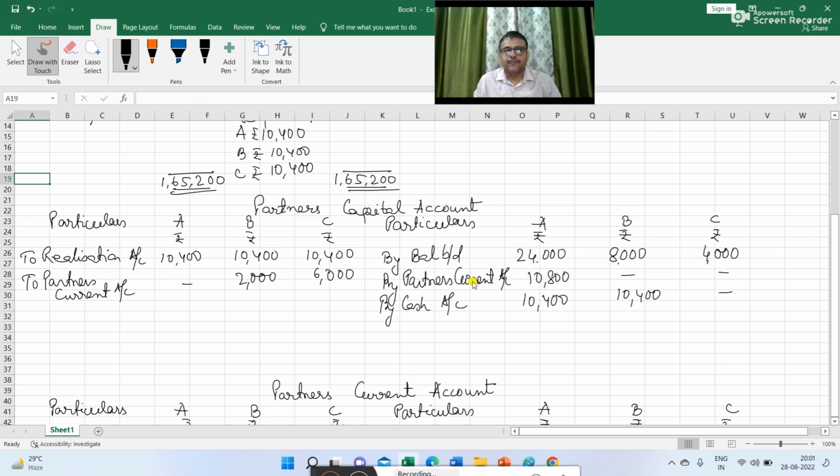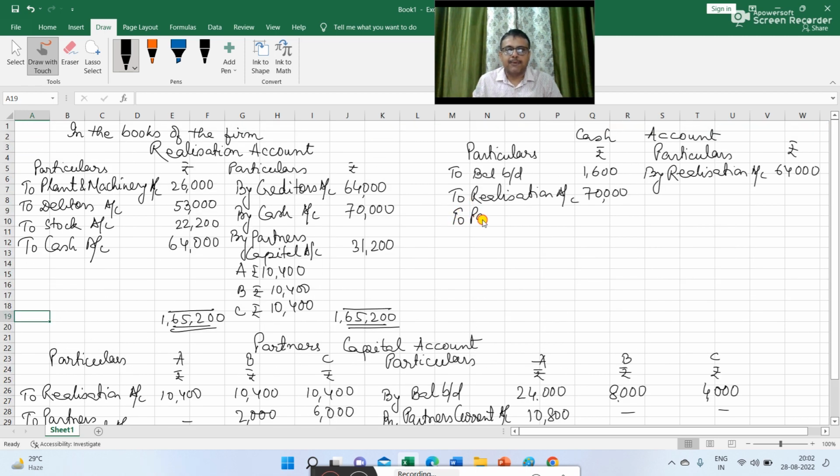So there are two points you have to remember in Garner versus Murray. Number one, the solvent partners have to bring in cash, and they have to make good the loss on realization. A and B are solvent partners, so they have to bring in cash to the extent of the loss they have shared in realization. Partner A has shared 10,400 and B has shared 10,400. So cash account debit to partners' capital accounts, 10,400, I have recorded in the column of A and in the column of B. So in the cash account we have to record to partners' capital account, A and B.